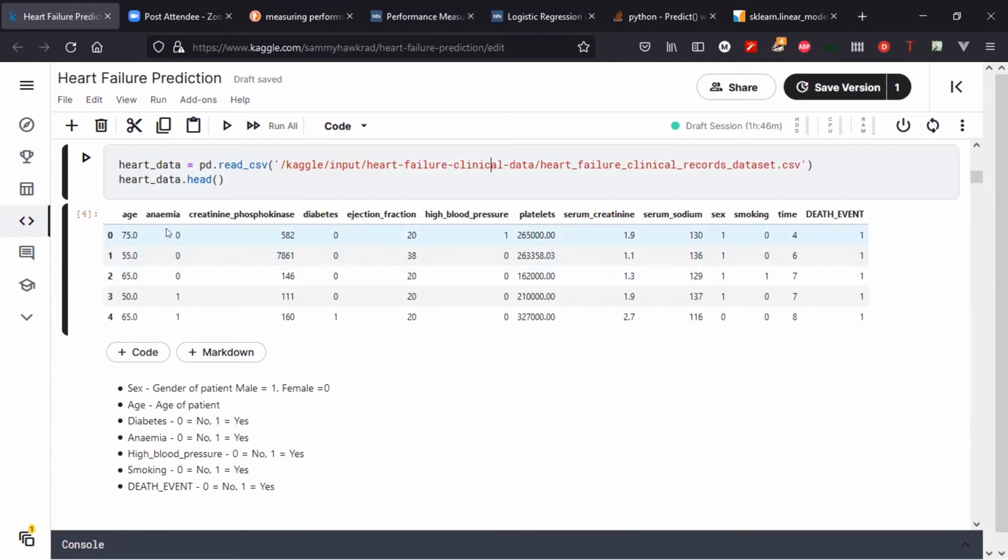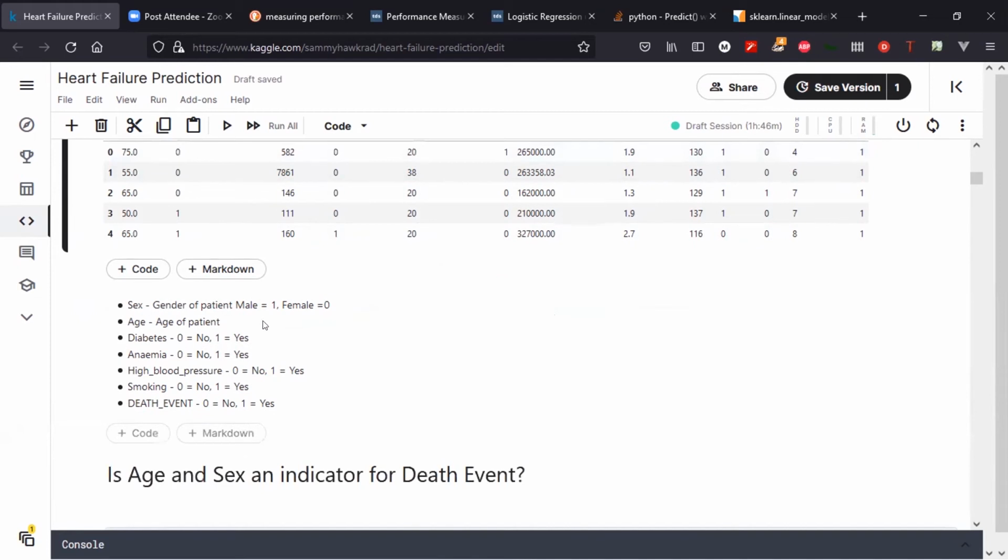So the anemia column tells whether the person is anemic or not. 0 means no, 1 means yes. And diabetes, the same thing. High blood pressure, the same thing. And for sex, 1 for male, 0 for female. Smoking, 0 for no smoking, 1 for smoking. And death event, 1 for survived, 0 for died. So that's the definition that we have here.